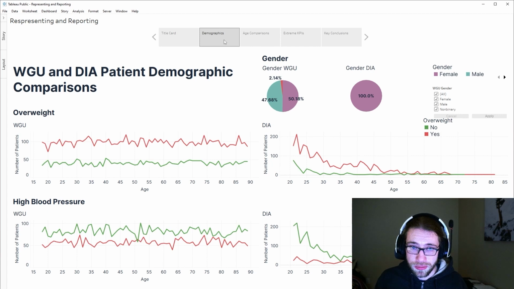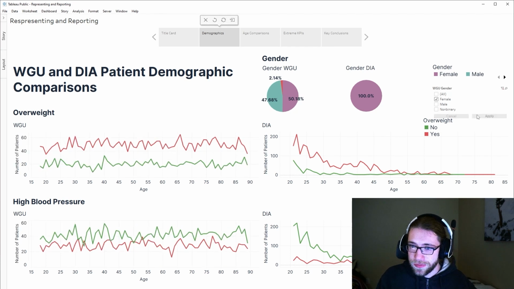WGU hospital systems information. The first thing that will stand out is that the DIA hospital system only has female patients, and so that is something we have to keep in mind when comparing, that it is not apples to apples. The one way I have provided to alleviate this confusion is that we can interact with the dashboard and show just the female patients of ours. So we just apply that here, and the dashboard will change to only show our female population.